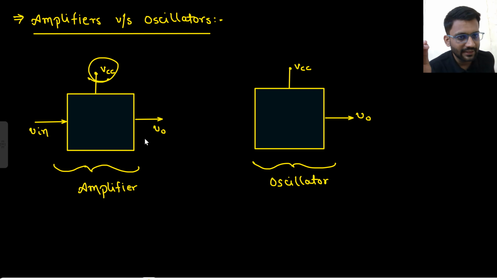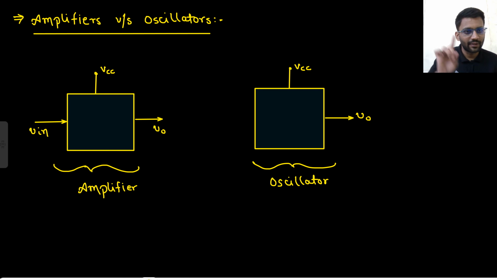First, using this DC bias, it was setting its DC operating point. After that, it was giving you an amplified output with respect to the applied small signal input. So this was your amplifier.